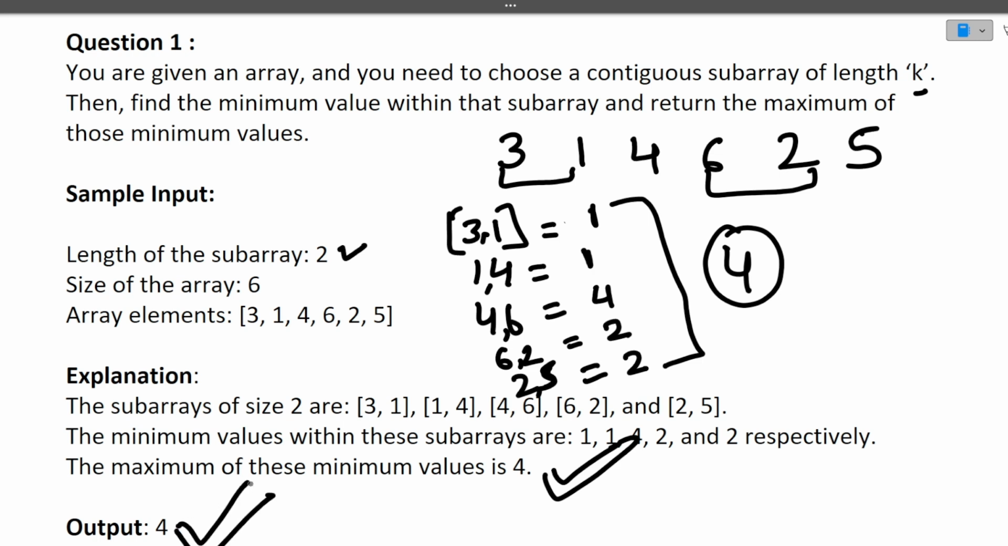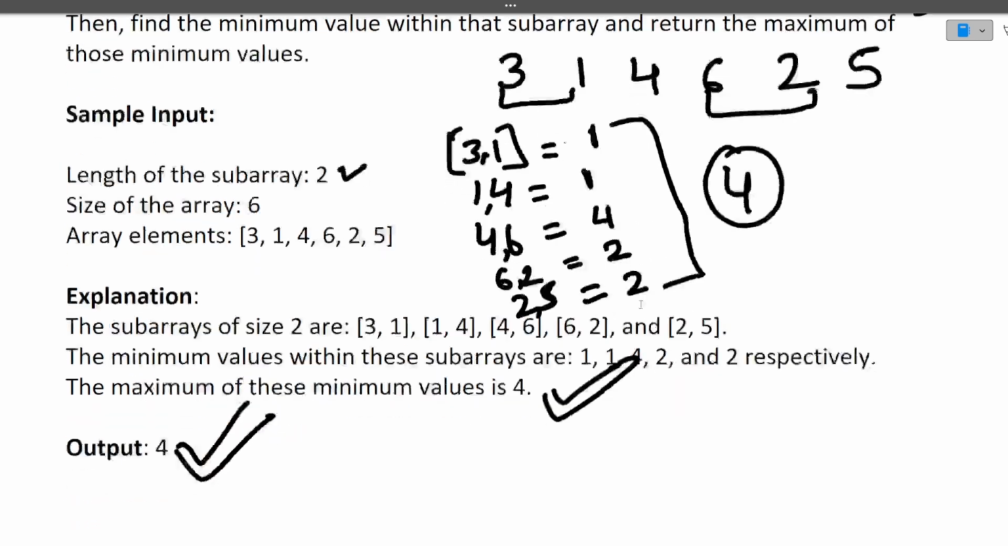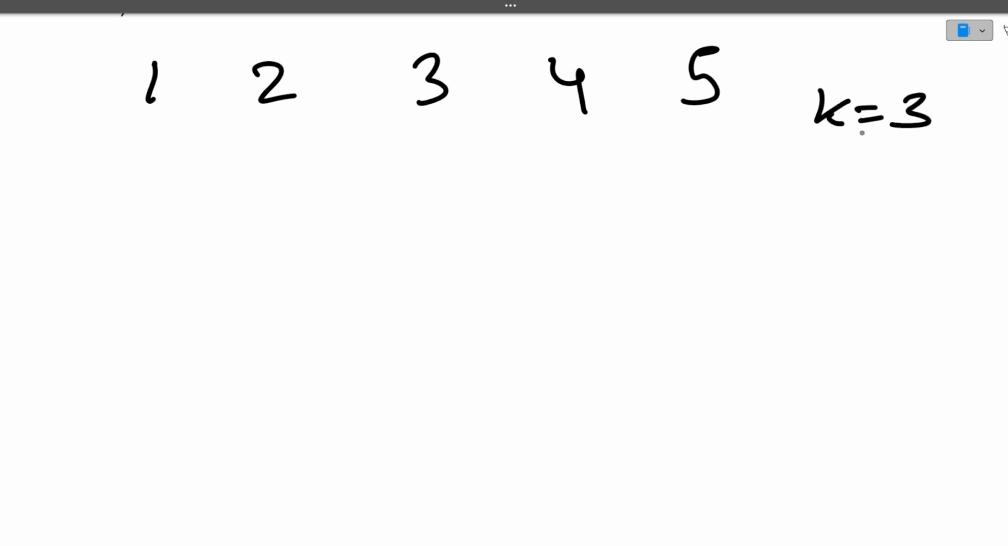Output is 4. Let's see with the help of another example. No issues if it is still not clear. The array given is 1, 2, 3, 4 and 5, and let's say the k value is 3. You need to find all the size 3 subarrays. They are 1, 2, 3, then 2, 3, 4 and 3, 4, 5. These are the three length subarrays which are possible inside this array.